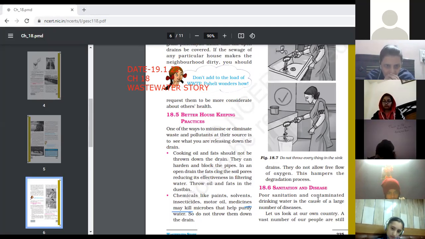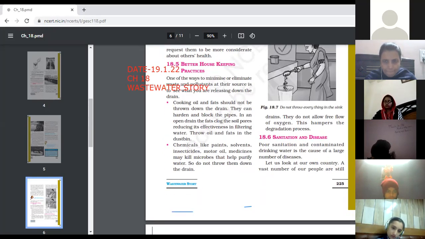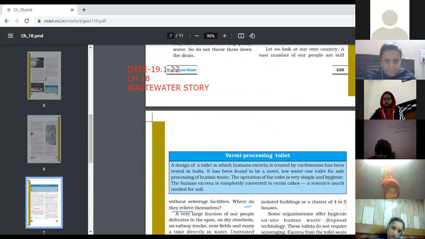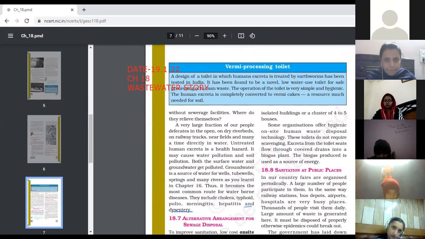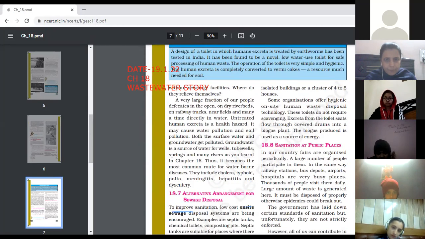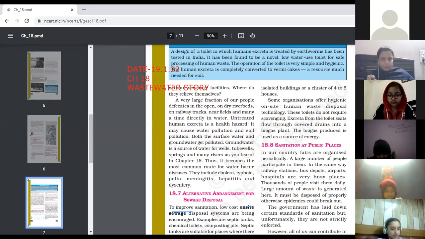Okay, ma'am. Poor sanitation and contaminated drinking water is the cause of a large number of diseases. Let us look at our country. A vast number of our people are still without sewage facilities. Where do they relieve themselves? A very large fraction of our people defecate in the open, on dry riverbeds, on railway tracks, near the fields, and many a time directly in water.